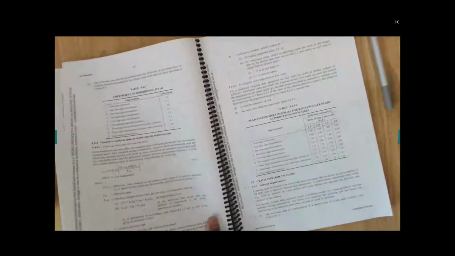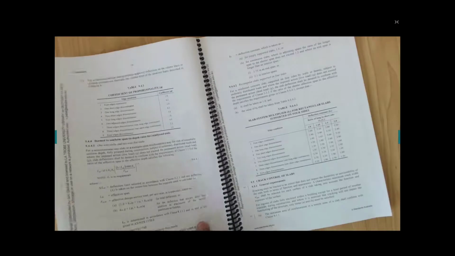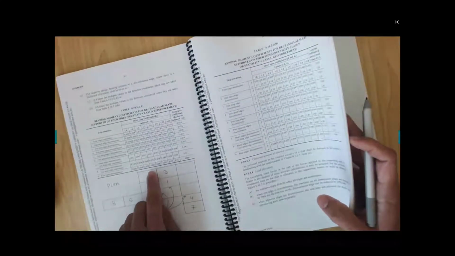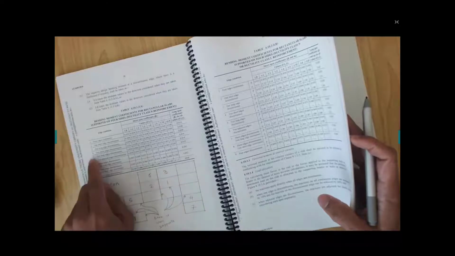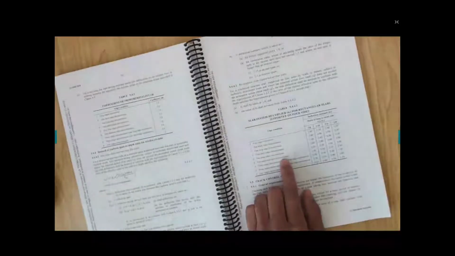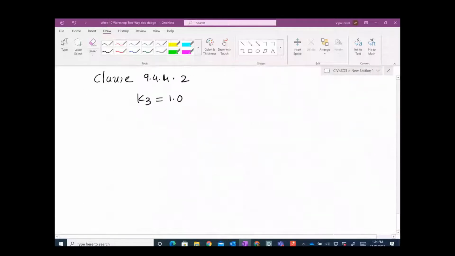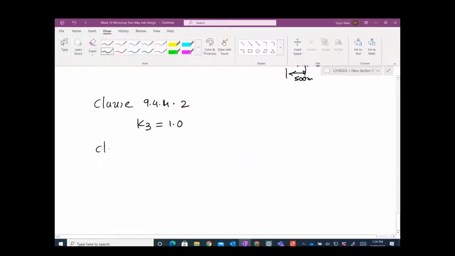Now, as I mentioned, this one is our critical panel. So these have case numbers. If you remember, case number 6 would be the case, because you have a corner panel, with 2 adjacent edges discontinuous. So case number 6 is what we're going to work through. We're going to work through clause 9.4.42 again, and again we're going to work with table 9.4.42, and in that one we have an edge condition.